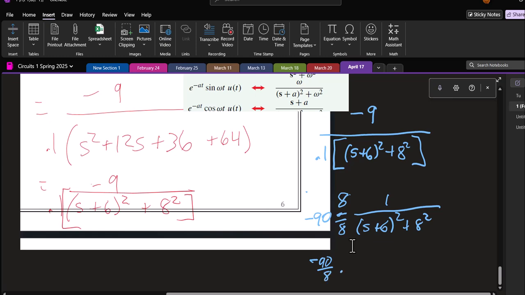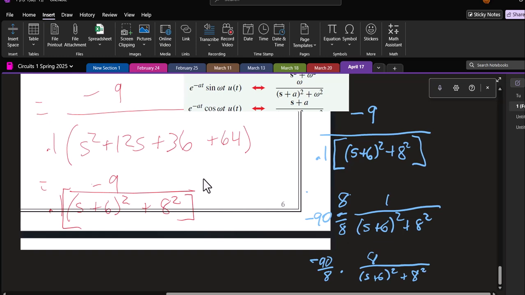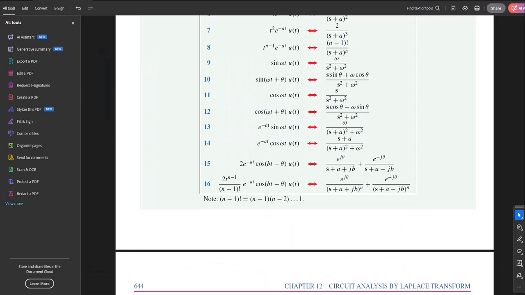I feel like I've made a number error somewhere, because everything feels correct about this problem except for that negative 90 over 8. It does not feel like the right answer. Where did that 0.1 come from? I'll never know.